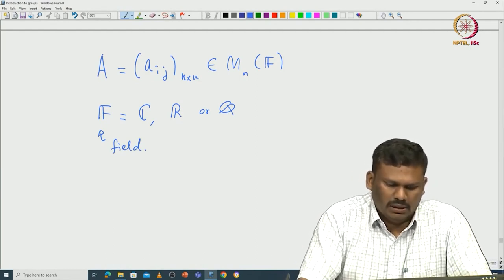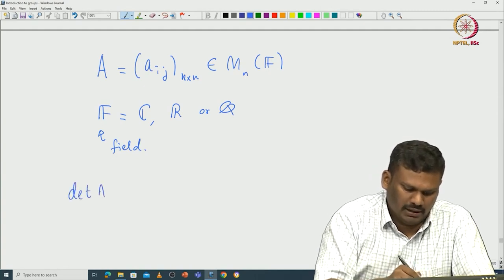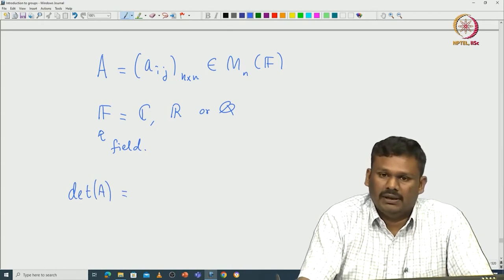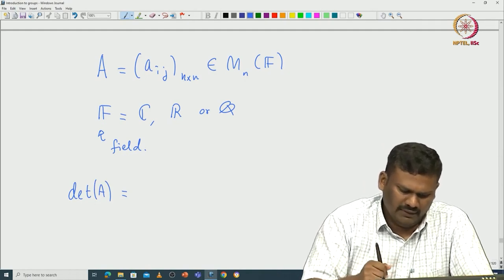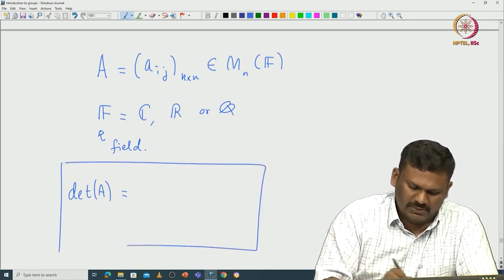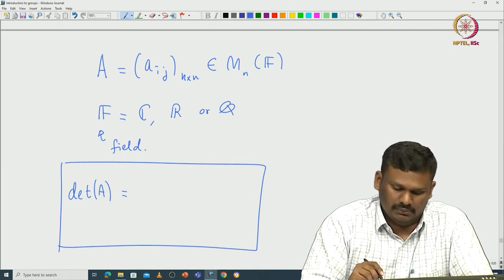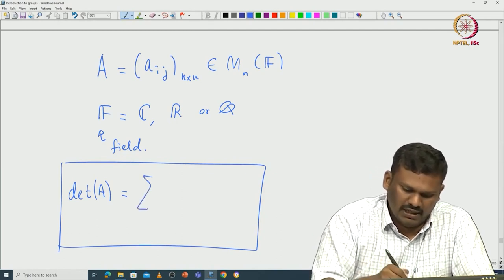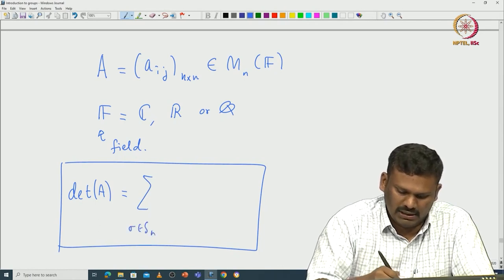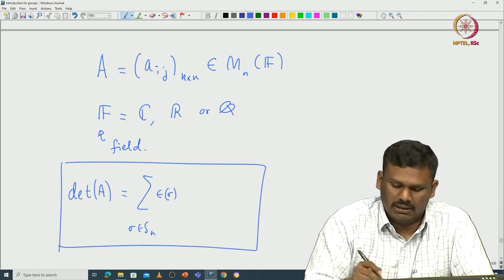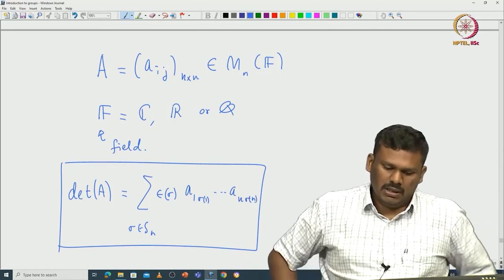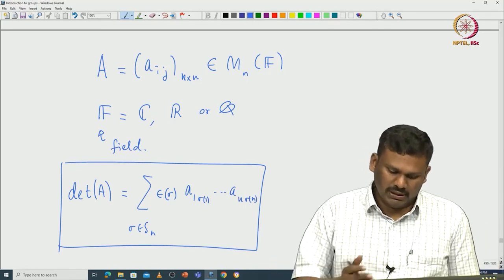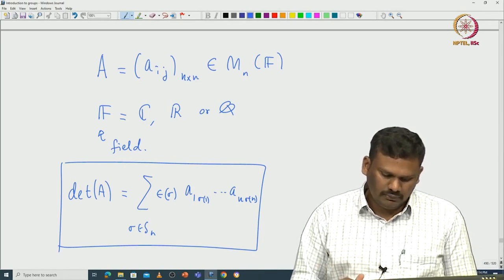Now we have a very explicit formula for the determinant. The determinant can be defined in many ways. It is an alternating function satisfying some properties. But anyway, I am going to just write down a very explicit formula using this sign map. So the determinant of A is given very explicitly as the sum over all sigma in S_n of the sign of sigma times the product A_{1 sigma(1)} and so on up to A_{n sigma(n)}. This is the formula for the determinant using the symmetric group action and the sign map.